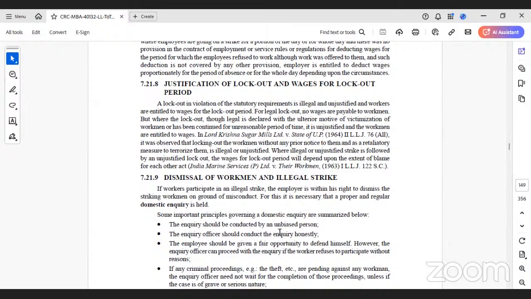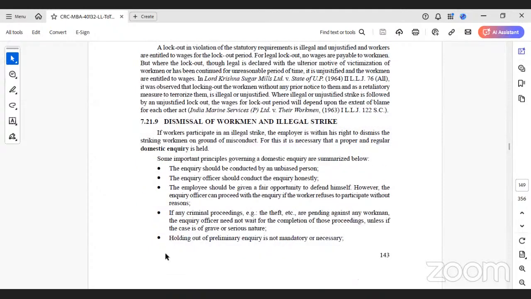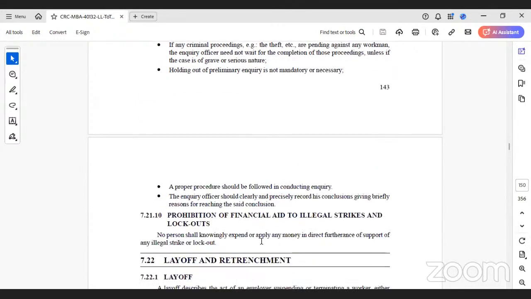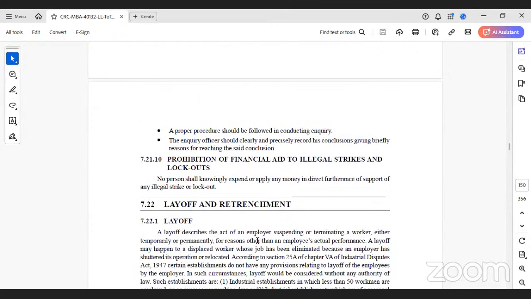So whenever there's a dismissal, these are the important principles. The inquiry should be conducted by an unbiased person, and the inquiry should be honest, and the employee should be given a fair chance of being heard, and the preliminary inquiry has to be taken, and based on that, the verdict should be taken.